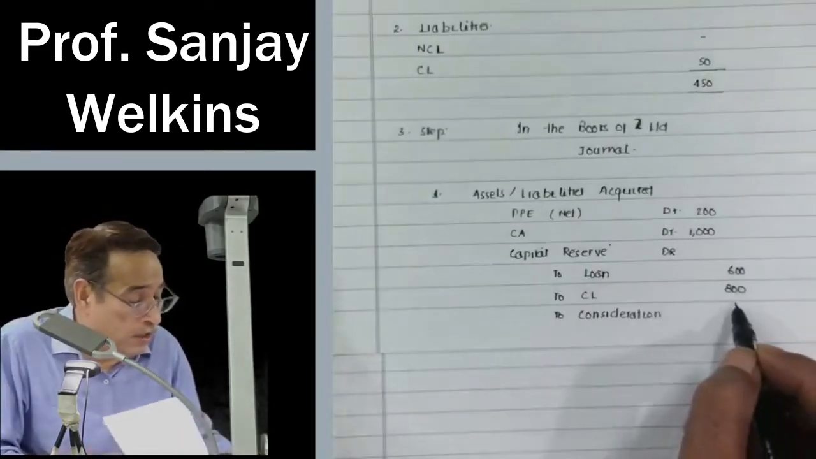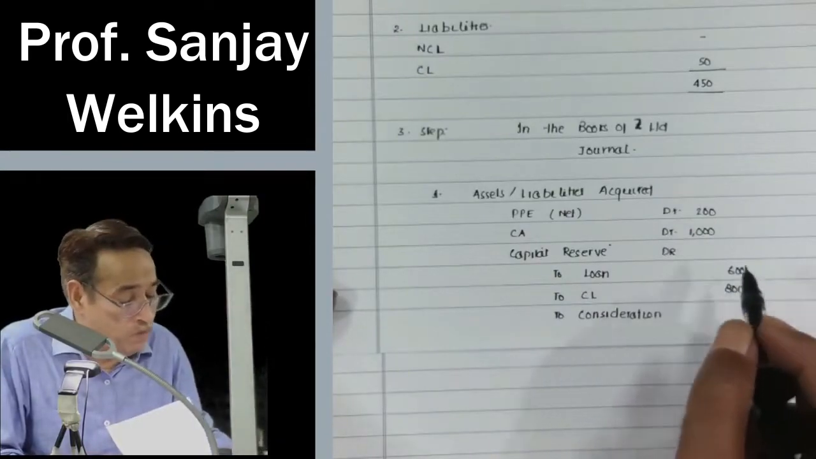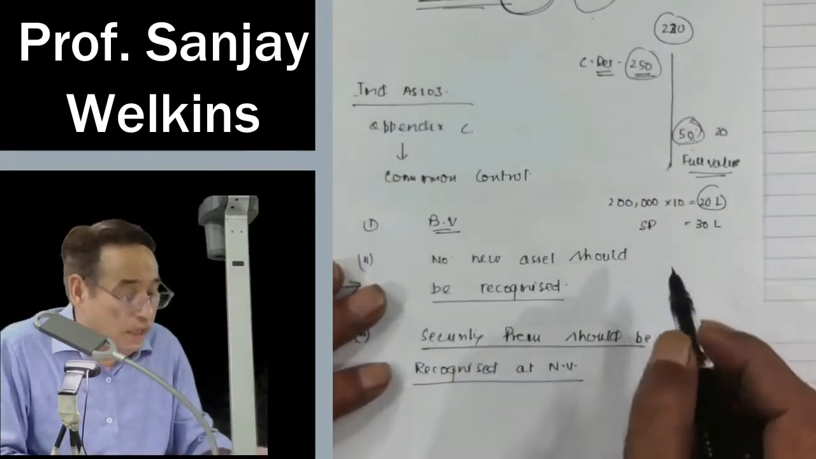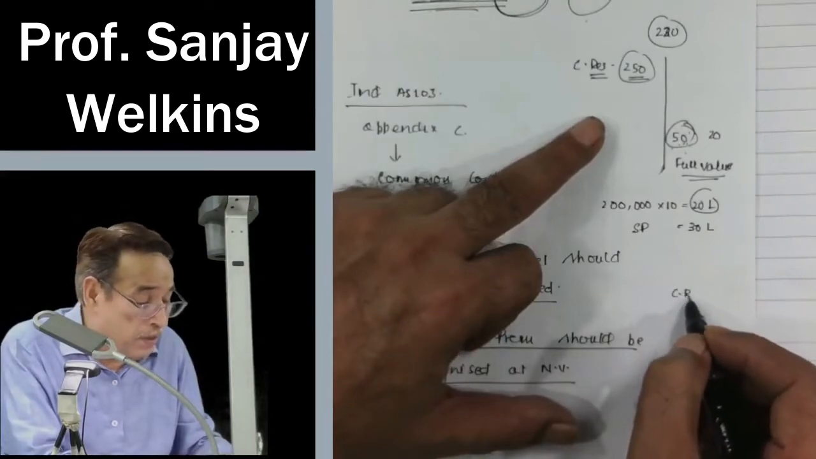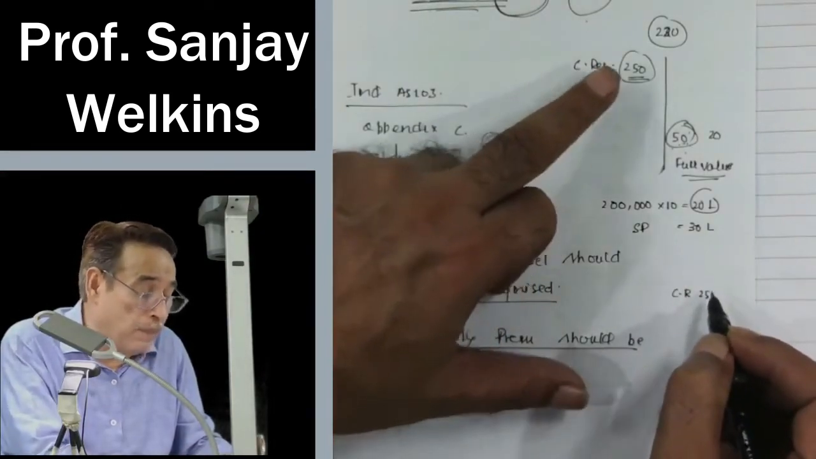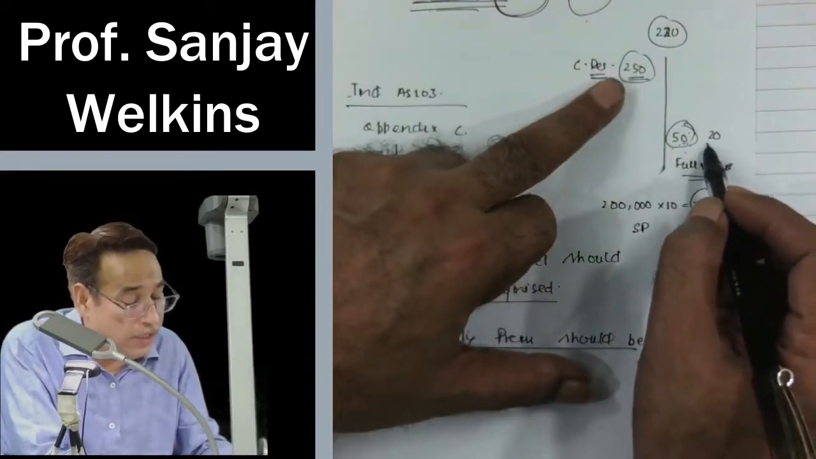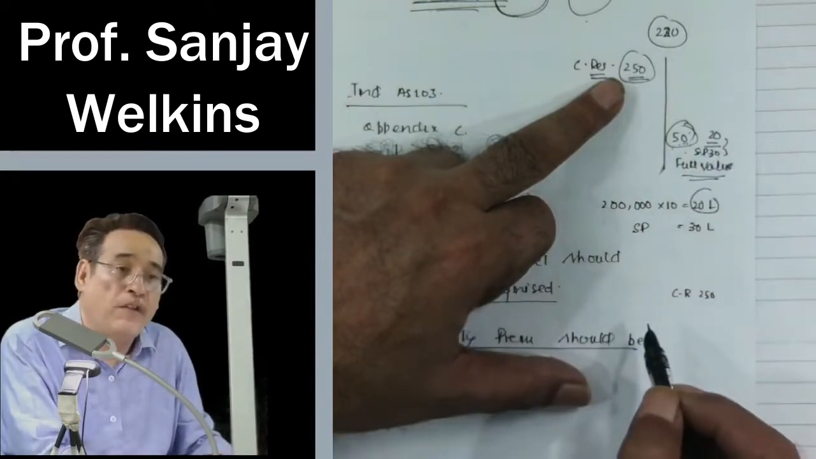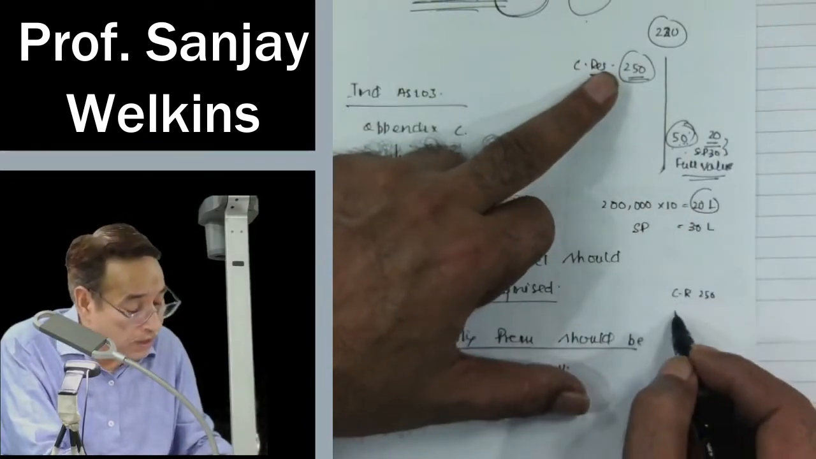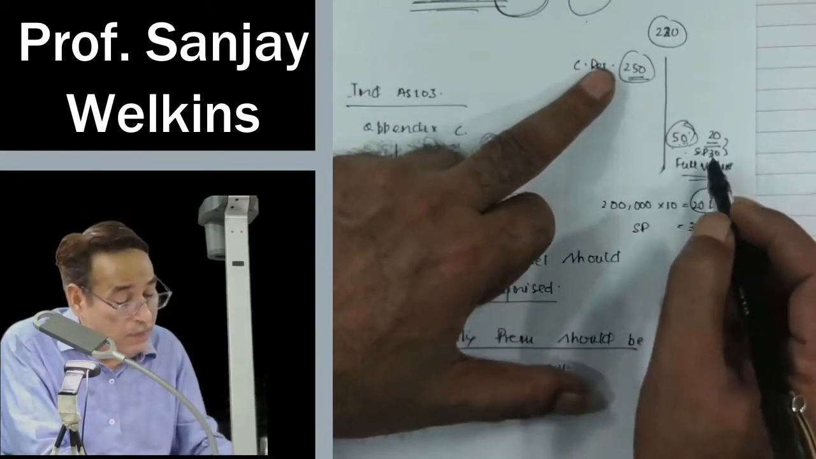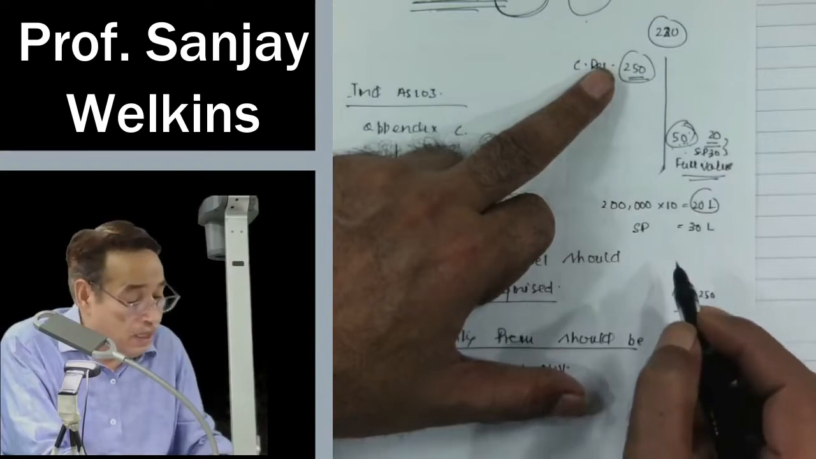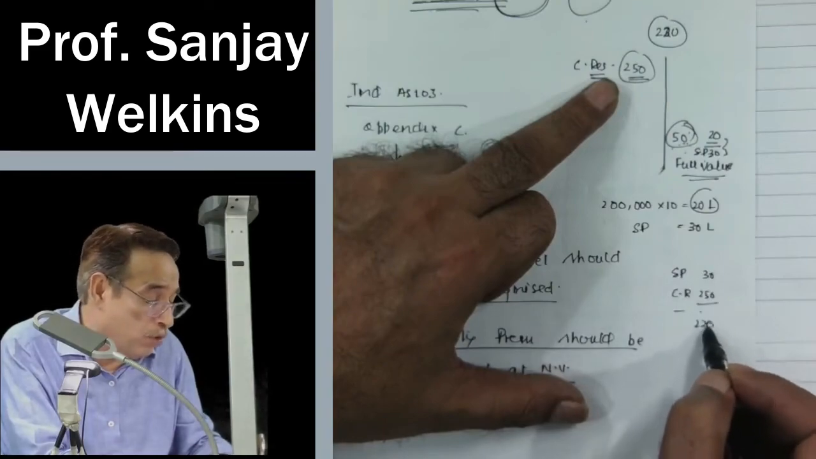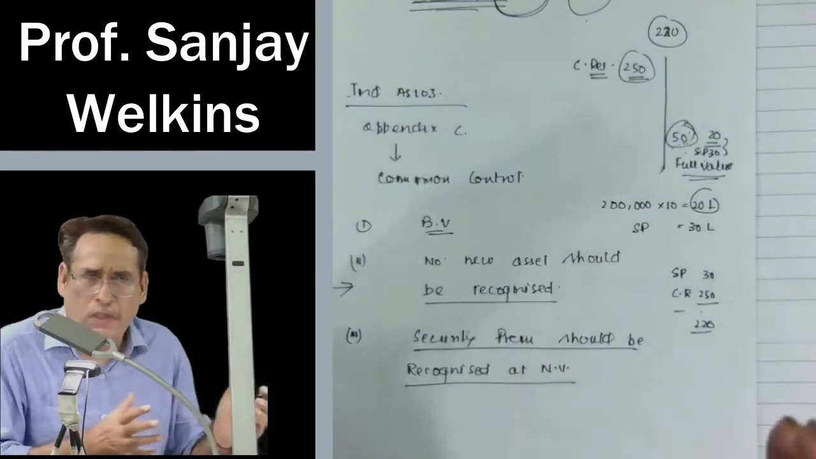Suppose I write here 20, it will be 1420 minus 1200. So 220 will become the balancing figure. Now, capital reserve of 250 will come here only when I write share capital 20 and security premium 30. That is 50, the full amount. Then capital reserve will be 250. But as you can see, ultimately, this security premium is a credit balance and capital reserve is a debit balance. Finally, they will get adjusted with each other and the net balance will be 220 only. So it is not going to make any difference.